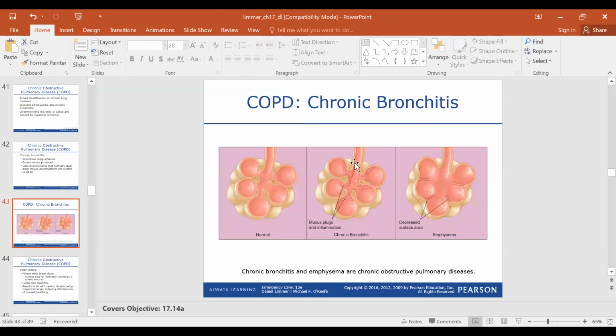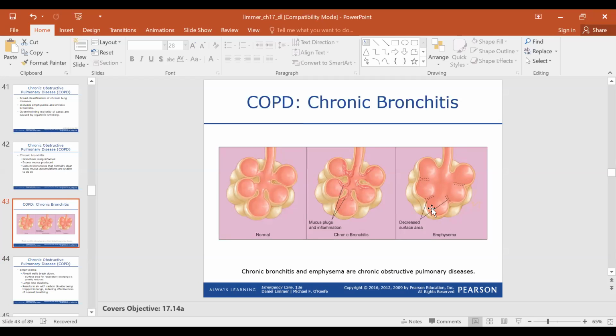And so this right here is just giving you an example of the fluid that would build up. It would drip down or just settle in the bronchioles, but also in the alveoli themselves. And emphysema, like I said, you lose that elasticity and that surface area of the alveoli.